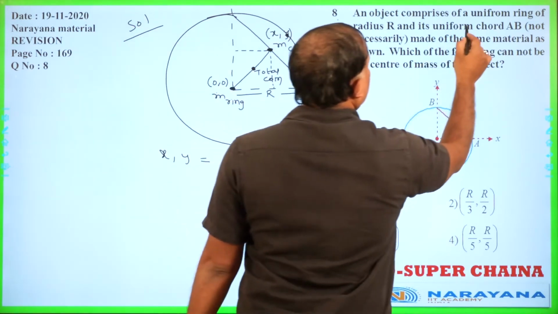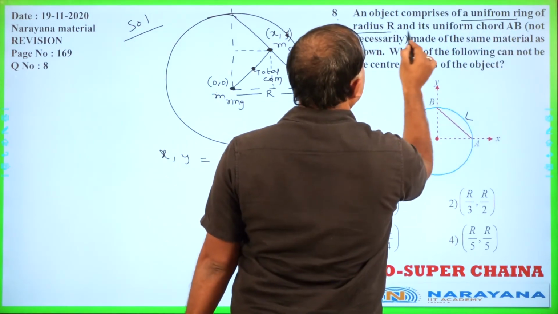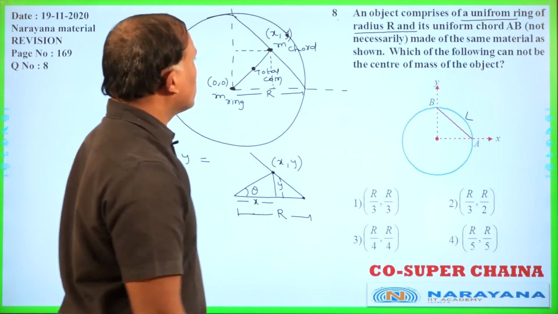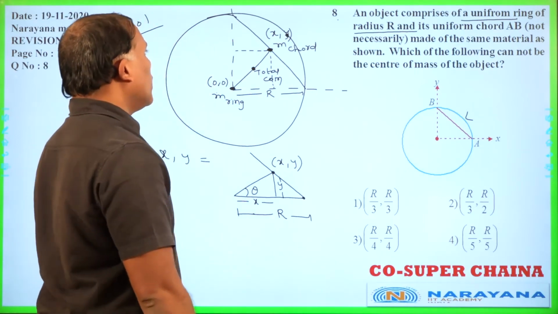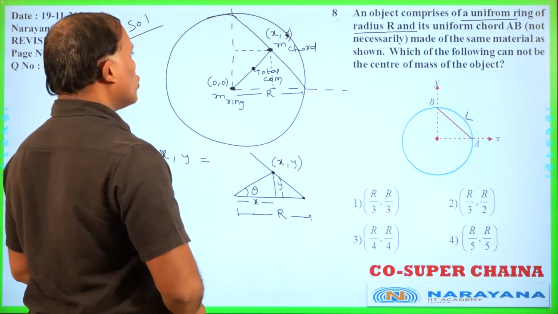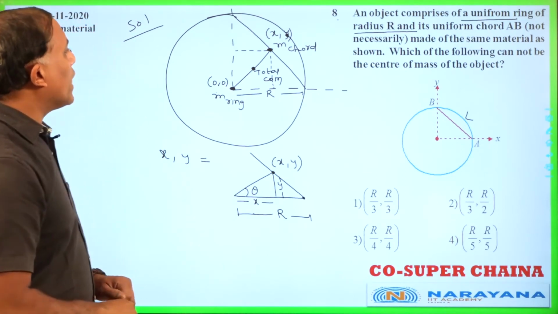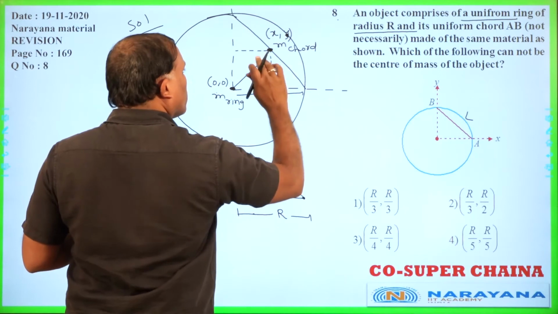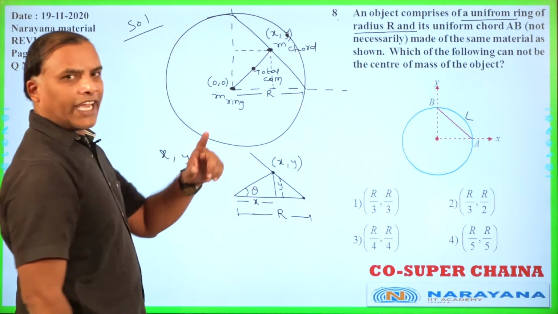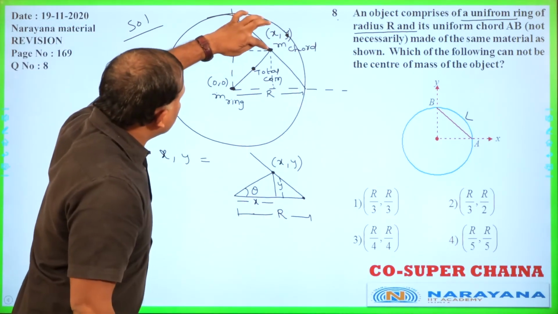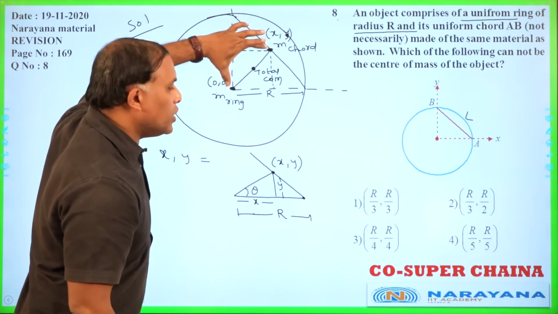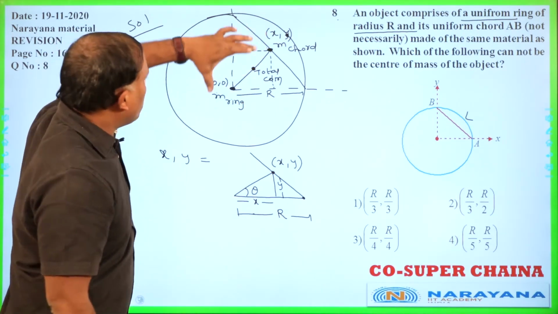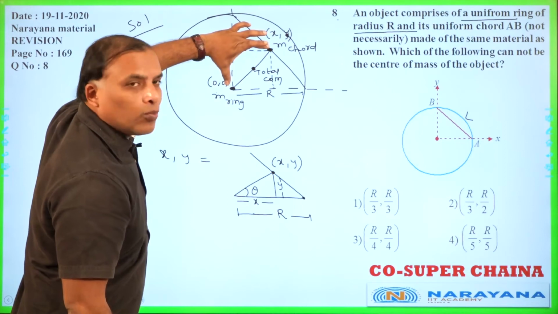An object comprises a uniform ring of radius capital R and its uniform chord AB made of the same material as shown. Which of the following cannot be the center of mass? That means if the center of mass is beyond this position, it cannot be. The center of mass of this one and this one must be in between these 2 points.